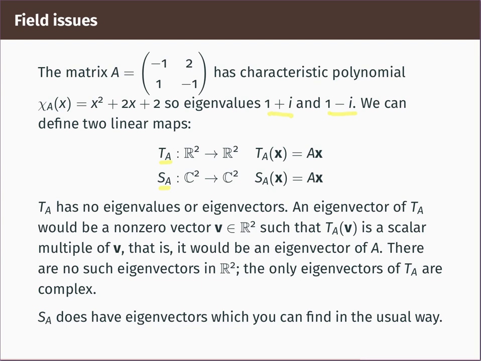On the other hand, SA does have eigenvectors, and you can find them in the usual way. You find the eigenvectors of A, and they will be eigenvectors of SA. So it's important to think about the field when you're thinking about eigenvectors. If you have a linear map from a real vector space to itself, then its eigenvalues must be real numbers. This just follows directly from the definition. It wouldn't make sense to multiply an element of a real vector space by a complex number, so there cannot possibly be an element of a real vector space which has a complex eigenvalue for some linear map.